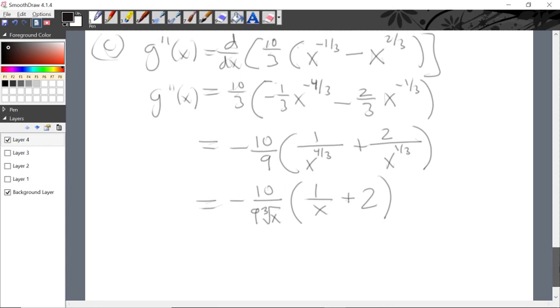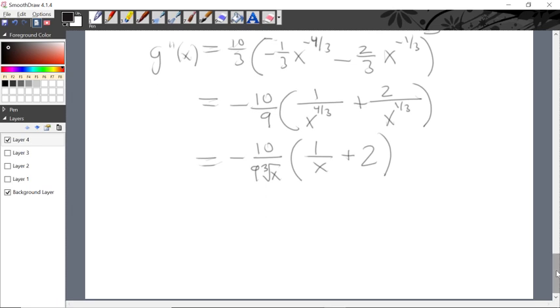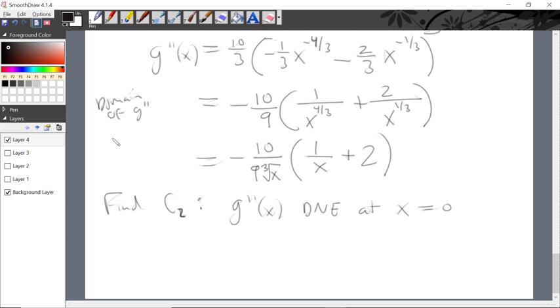Okay, there is our second derivative, simplified. Now find the critical numbers with respect to the first derivative, so this is where the second derivative is equal to 0 or where the second derivative does not exist. Well, g double prime of x does not exist in the same place where g prime of x didn't exist, and that's where x is equal to 0, because it's not in the domain of the second derivative. So the domain of g double prime is that x is not equal to 0.